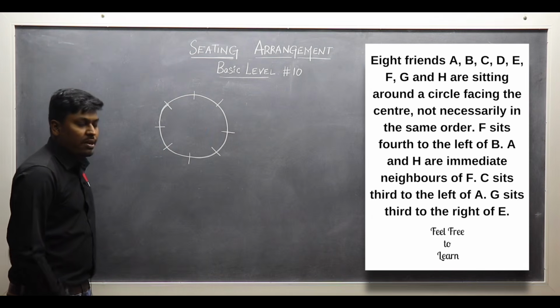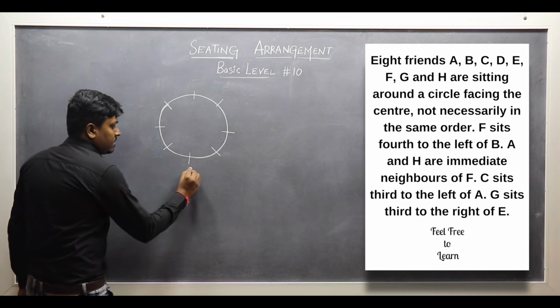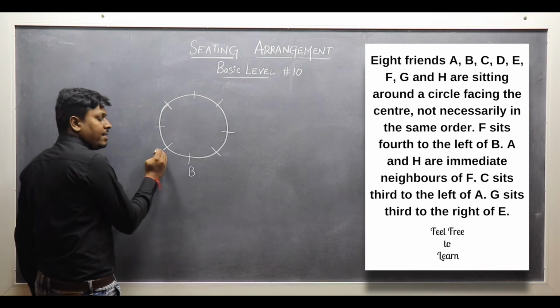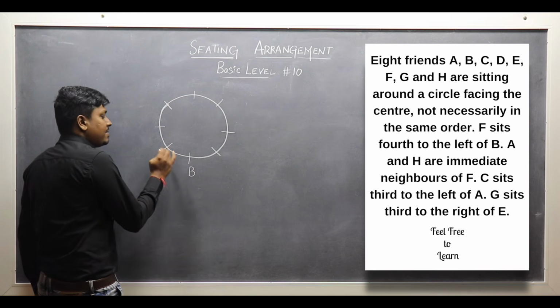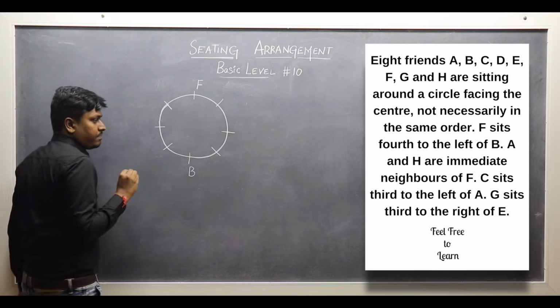So point number 1. F sits fourth to left of B. So B left hand side at the fourth place is F. So let me fix B here. If B is facing center, then B right hand side will be this side, left hand side will be this side. So B left hand side 1, 2, 3, 4. At the fourth place we have F.